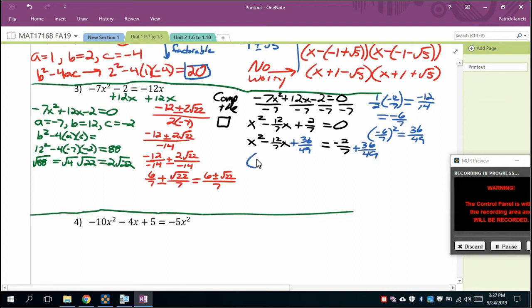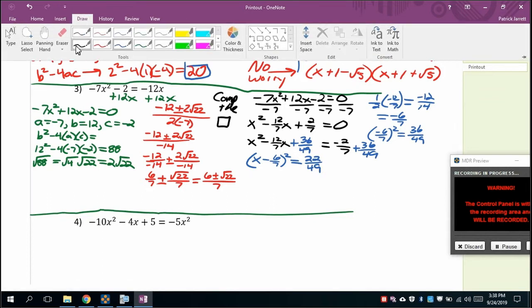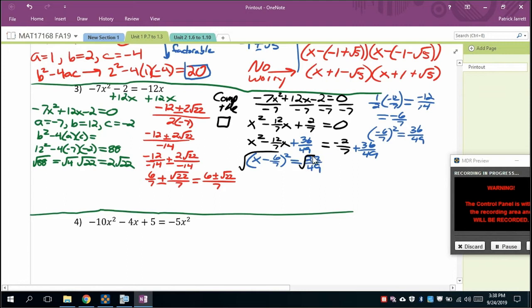So the nice thing is this will just factor into x minus 6/7 quantity squared equal to, so this other side will equal 22/49. So when we take the square root of both sides, we'll have x minus 6/7 equal to plus or minus the square root of 22, which doesn't simplify, so we just have 22, but the square root of 49 is simply 7. So x will be 6/7 plus or minus the square root of 22 over 7, which magically is the same thing as here.